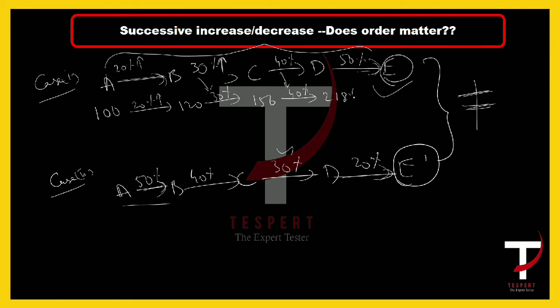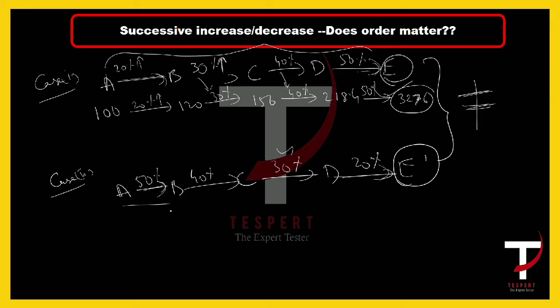218.4. Now 218.4 gets increased by 50%. What is the value of E? 327.6. This is the value of E.